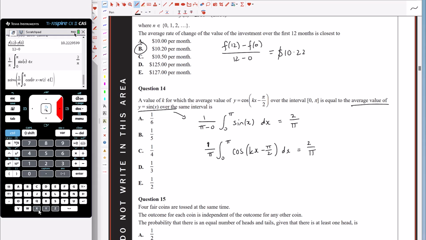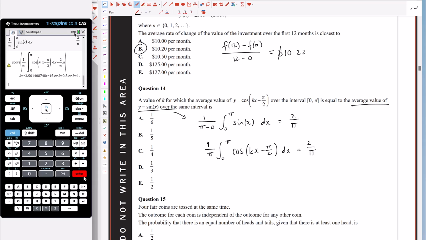And I would hazard that that was probably a reasonably common error in this question, where people just couldn't get it to actually solve anything. Equals 2 on pi, and we're solving for k.